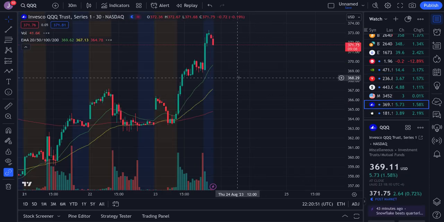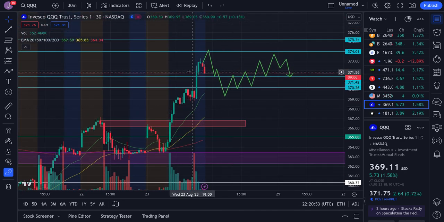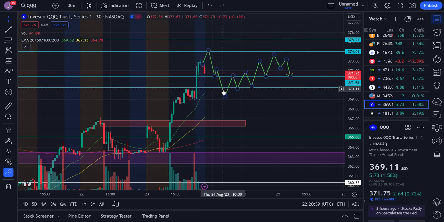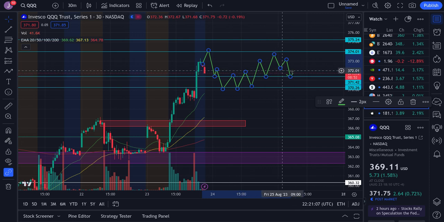For the QQQ, it's the same thing. This thing may get a pop to about this like 374 to 375 area by the time we open tomorrow. Come back down. It may come down to this like imbalance area where the previous breakout was. Maybe not that low. So like 368 to 370 could be retested. A bounce off that and some sideways price action.